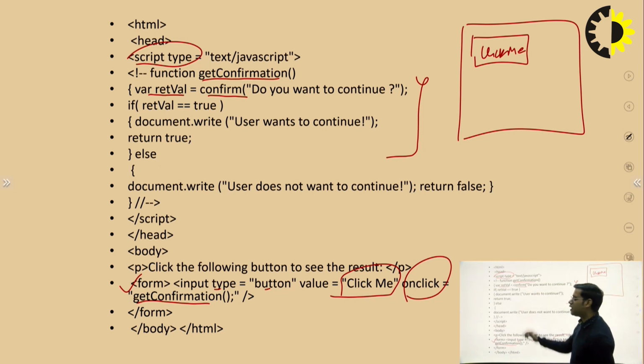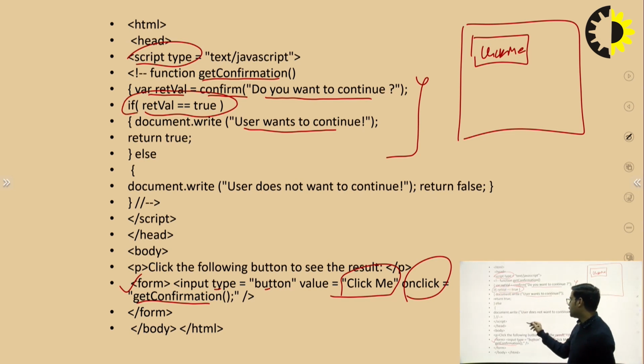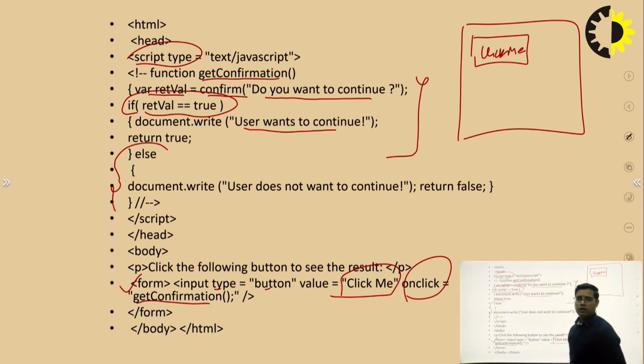Inside the confirm we have to provide some text, like, do you want to continue? It is a message to the user, so you can ask the user, do you want to continue? If the user wants to continue, that means the value of this if condition is true, otherwise the value of the condition is false. Here is the code for the false.